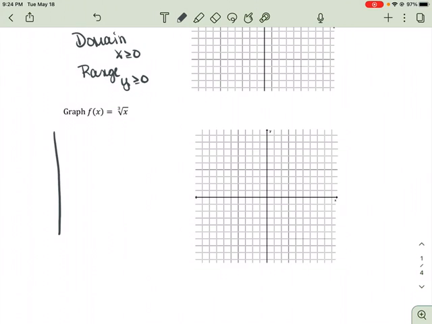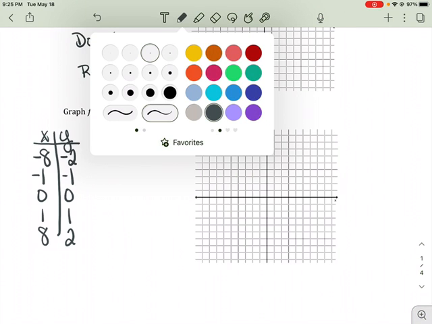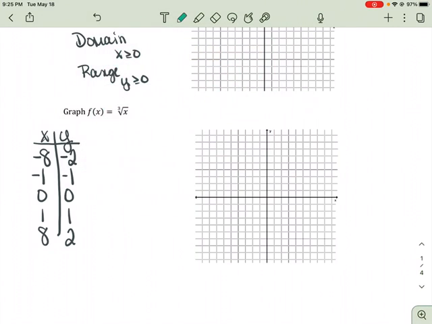Okay, now we're going to do the same thing with the cube root. We're going to make a little chart. All right, so because I'm going to do cube root, we can take the cube root of negative numbers. So I'm going to find some nice perfect cubes like -8, -1, 0, 1, and 8. So the cube root of -8 is -2. The cube root of -1 is -1, then 0, 1, and 2. And that's what I'm going to plot.